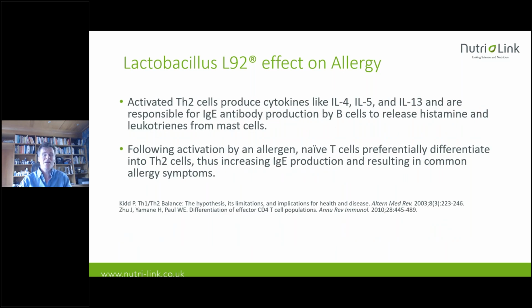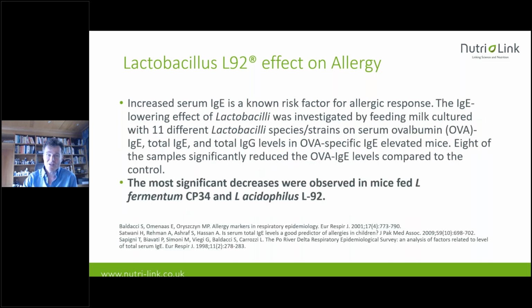So moving on through. Remember, the activated T cells produce cytokines like interleukin 4, 5, and 13. We've already heard that information, seen it. And also, B cells release histamine and leukotrienes from mast cells, and we'll look at mast cells too. So again, repetition of information. The most significant decreases in this particular study of the IgE effect were actually with 2 different strains of Lactobacillus. There's something called Lactobacillus fermentum CP34 and the L. acidophilus L92, which is what we're talking about here.